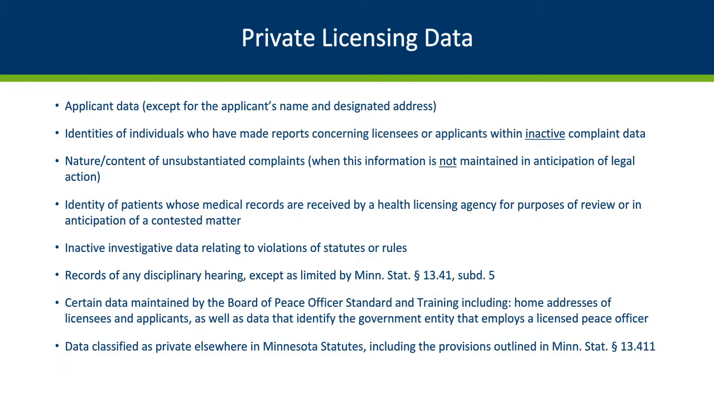Minnesota Statute Section 13.41 specifically outlines licensing data that are private. However, it is worth noting that there are other chapters of Minnesota statutes that provide additional classifications for data maintained by specific licensing agencies as well. Classifications that are listed outside of Chapter 13 are outlined in Minnesota Statute Section 13.411. Private licensing data includes applicant data while an individual is still an applicant, except for the applicant's name and designated address, as well as the identities of individuals who have made reports concerning licensees or applicants within inactive complaint data.